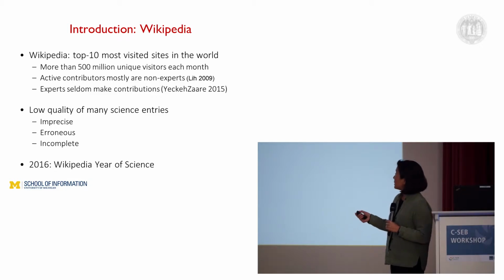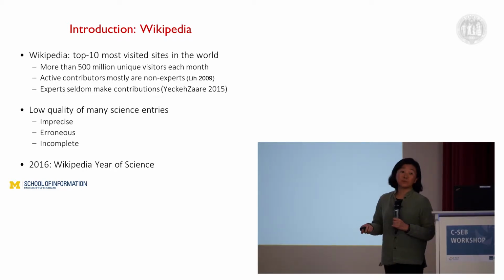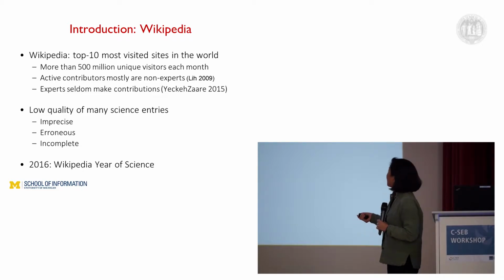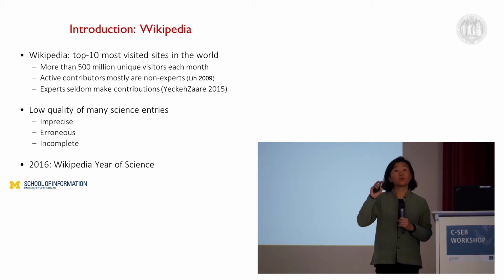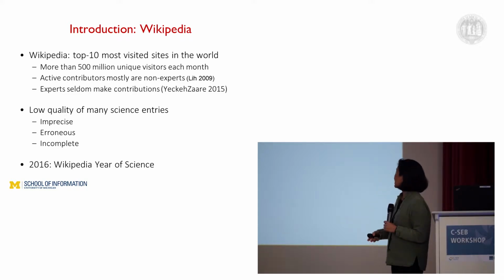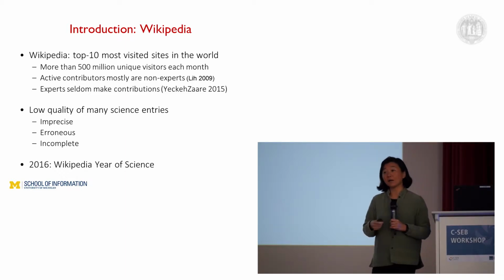So this is done on Wikipedia, one of the top 10 most visited sites in the world, with more than 500 million unique visits each month. The active contributors, called Wikipedians, are primarily non-experts and enthusiasts, which means their contributions might not be accurate, especially in science domains. And experts, suppose you have a Ph.D. in psychology or economics, might be browsing.